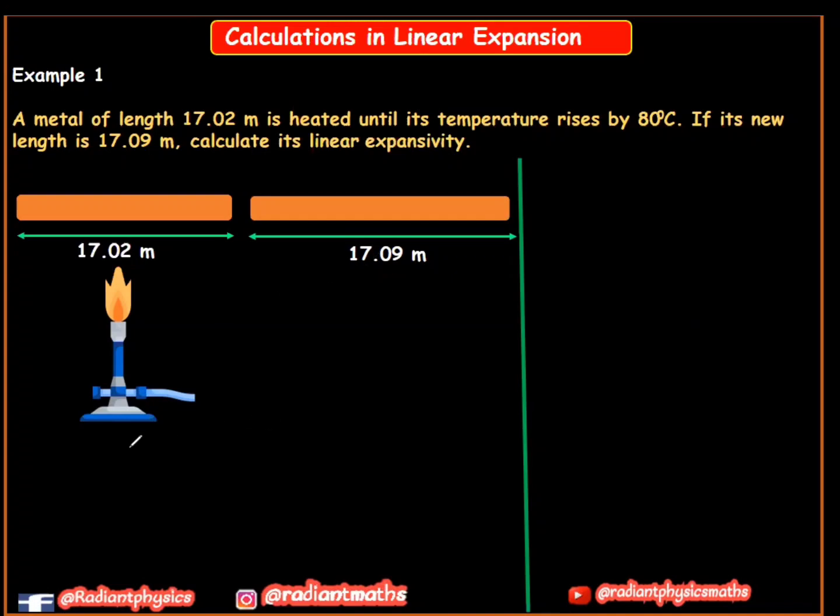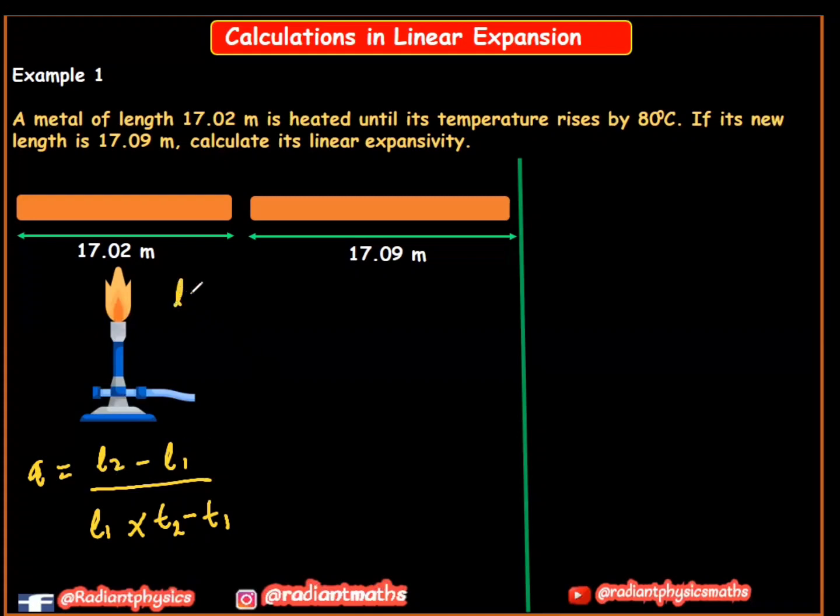So we have linear expansion, which is given as L2 minus L1 divided by L1 multiplied by change in temperature, that is T2 minus T1. Let me quickly explain what each of these letters stands for.